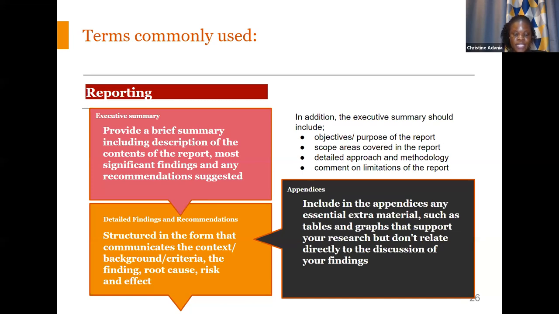So ensure that your executive summary section is very, very clear, because sometimes, especially at the board level, people don't have time to go down to your details and say, okay, we looked at passwords, blah, blah, blah. They will just look at something that piques their interest in the executive summary. And if it piques their interest, they may go down and look at the details. Then you will have a detailed section for findings and recommendations. Then you have appendices to include any extra material, any tables, any graphs to support your research, but that may not directly relate to your findings or your recommendations.